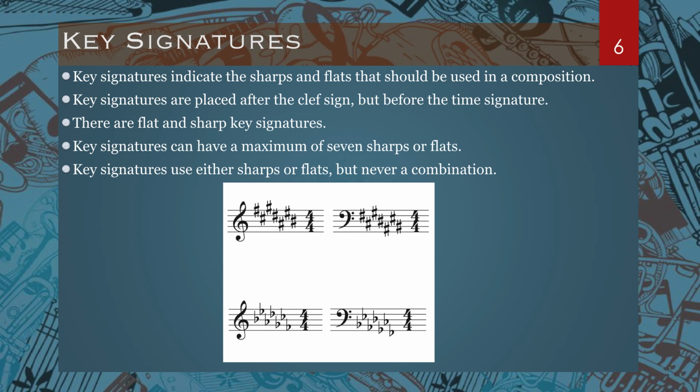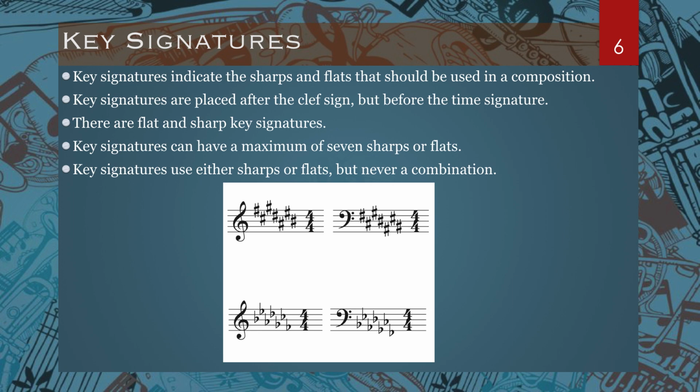So key signatures essentially indicate the sharps and flats that should be used in a composition. They're placed right after the clef sign, but before the time signature. You notice in the image you've got the treble clef sign, the order of sharps, and then a 4/4 in the first image. And then you have a bass clef, sharps, 4/4. In the bottom one, same thing. You've got your treble clef, your flats, and then your time signature. So it's always clef, key signature, time signature. That order is important.